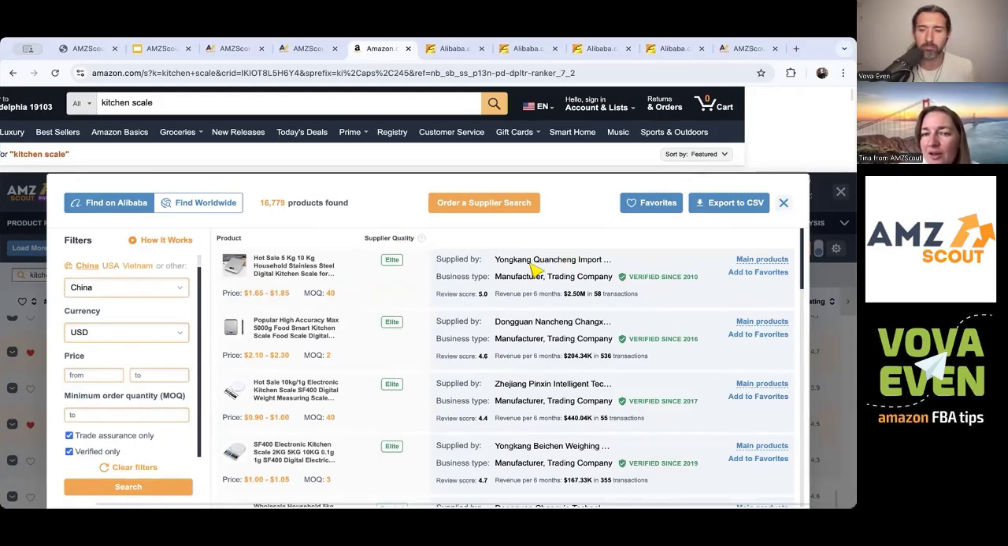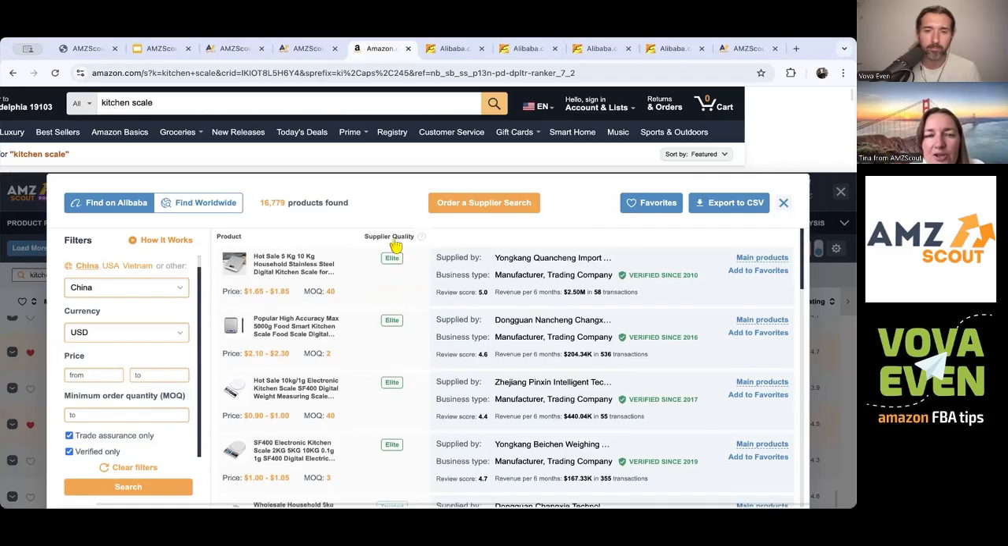So this is a supplier named Yong Kong. Sorry, I can't read Chinese well, but I hope I spelled it correctly, which is verified since 2010. Its revenue, 58 transactions, its review score is 5.0. So its price is from this to this, and MOQ, minimum order quantity, is 40, which is good because sometimes for the first batch, you'd need a low order quantity just to try a product. So it's cool. But what we also do, we analyze all this data it gives us.